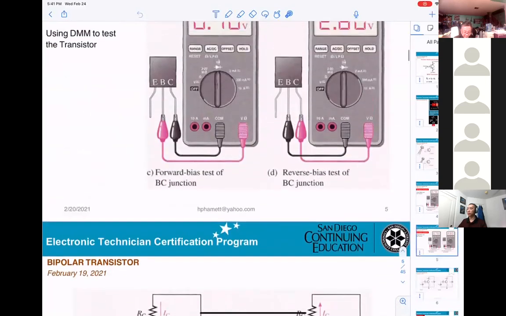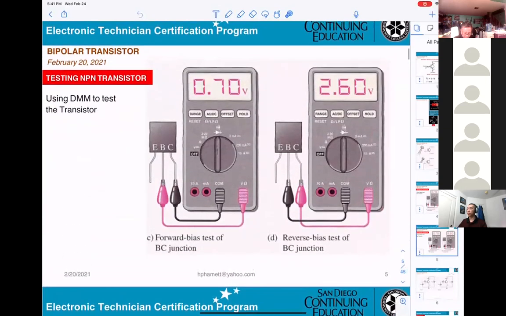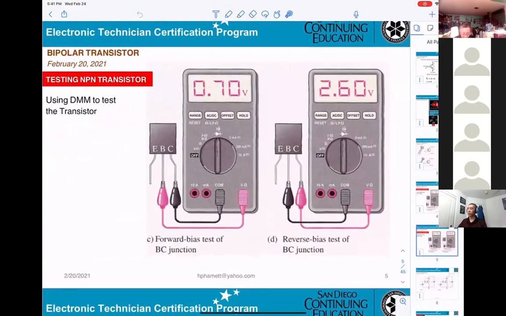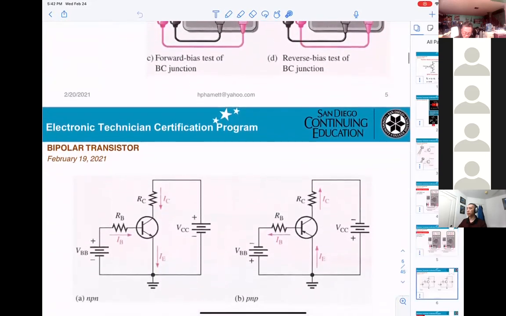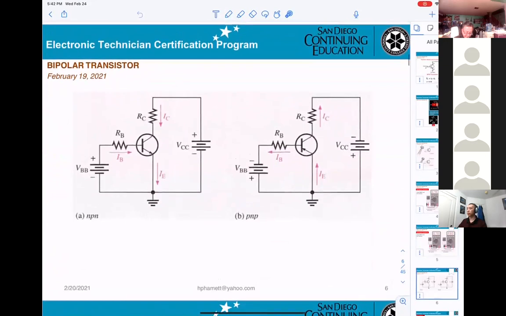Mr. Pham, why is it when it's in reverse bias we get 2.6? Shouldn't that be 0? It shows that when it's forward bias, it's 0.7, which we understand. But when it's reverse bias, shouldn't that be 0? No, you can try it with a good transistor. I never tried it. That's from the textbook. Okay, I'll try. Yeah, try it, and if you see anything, let me know.